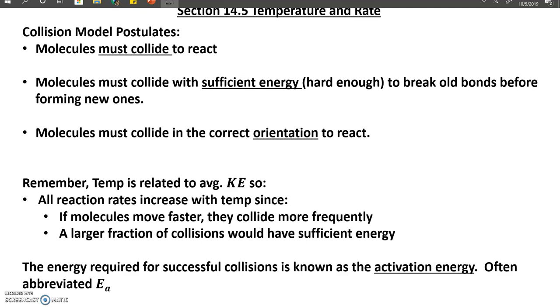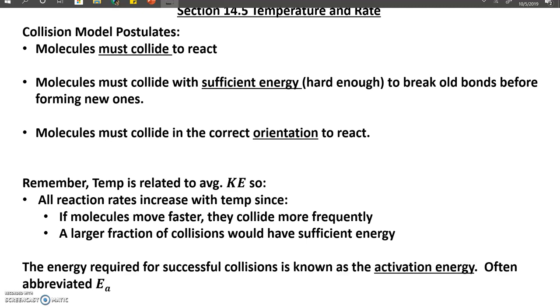So first, I just want to remind you of the collision model. It was in the very first video of this unit that I asked you to watch, but just as a reminder, the collision model has three postulates, the first one being that molecules actually have to collide in order for the reaction to happen. And when the collision happens, they must collide with sufficient energy, so the molecules must hit hard enough that the bonds will actually break. And then the last one is that when the molecules collide, they have to have the right orientation, or they have to be lined up in just the correct way.